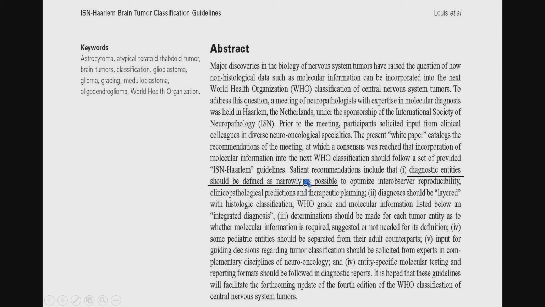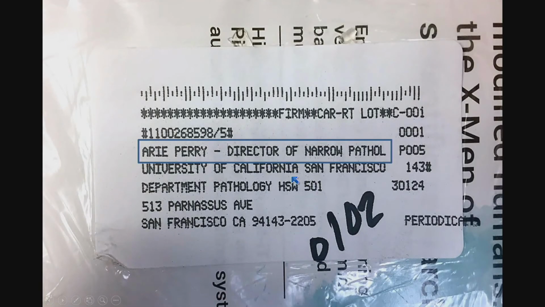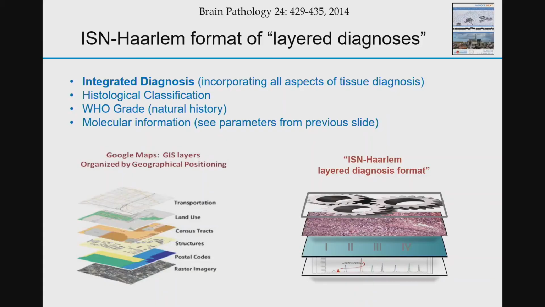With this in mind, a few weeks ago, you have to understand I was quite delighted to find that someone had decided that I'm the director of neuropathology at UCSF. So they must have been reading the Haarlem paper. I'm sure that's what they had in mind.